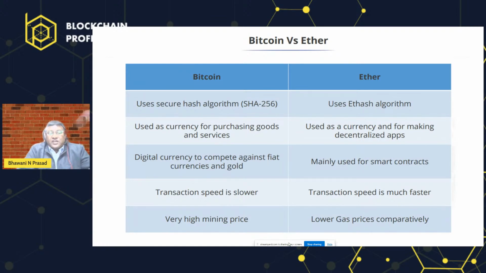Bitcoin transaction speed is slower, but Ether transaction speed is much faster. And Bitcoin has a very high mining price. If you transact on Bitcoin, it is a high mining price, but Ether has comparatively low gas prices.